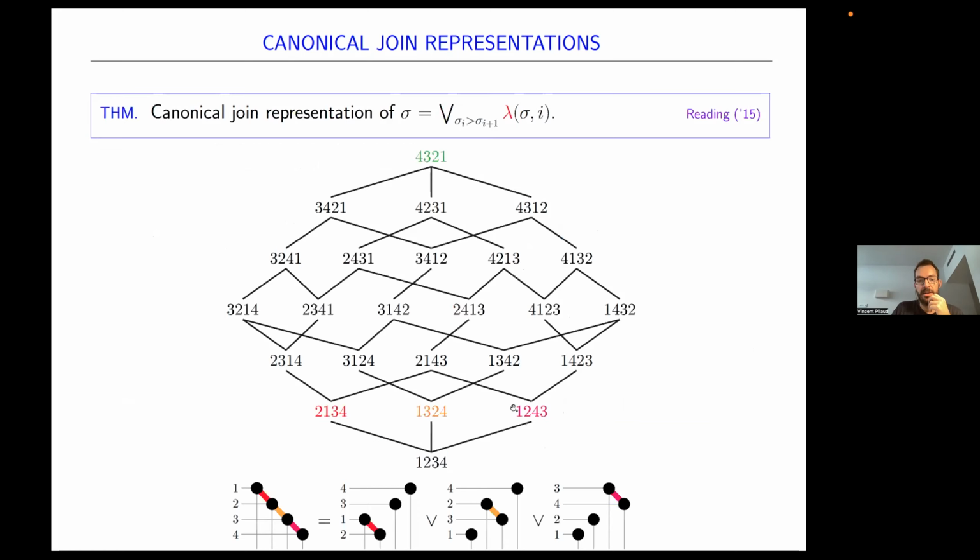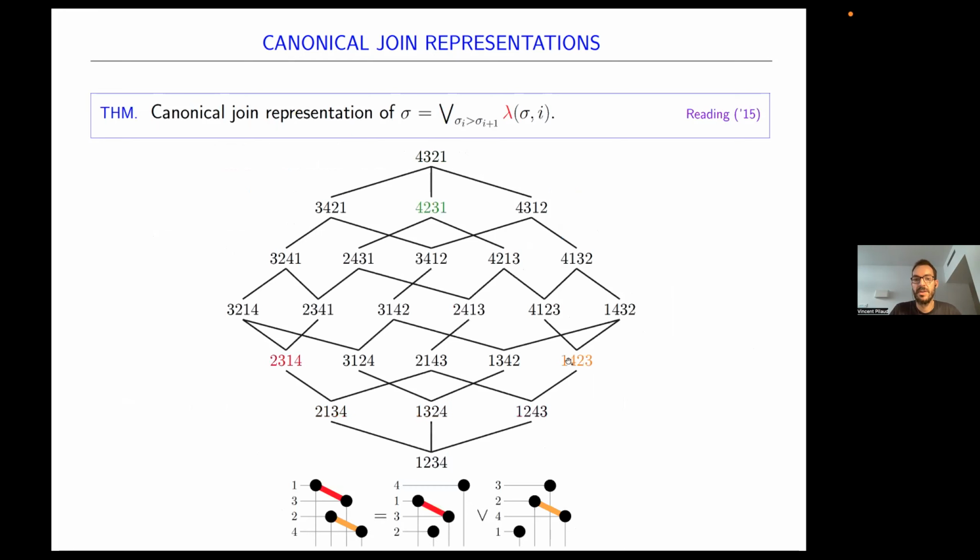So let me illustrate it. For example, we said that this green reverse permutation is just the join of these three. And I have done it here. So if you take this permutation and you do the pictures that I did before for these three descents, then what you get are these three permutations. And I have done this example as well. This permutation here has two descents, and this is the reason why its canonical join representation has two elements.